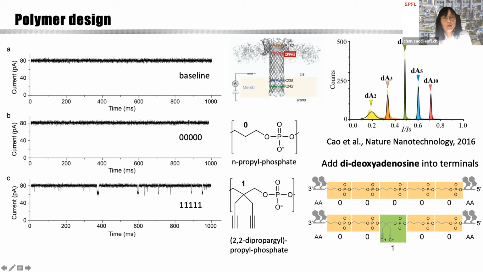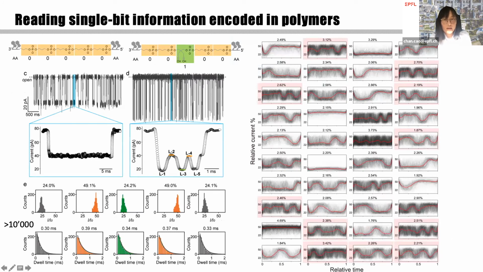So we added the deoxyadenosine at the terminal of our polymers to see if it could increase the resolution or not. This additional nucleotide creates a highly detectable current blockage signal, because before, bit 0 could not be detected, but now it blocks half of the pore and gives a very obvious signal. If a bit 1 is inserted into the polymer strand, we have a much lower blockage current, and a very clear 5-level signal is observed here.